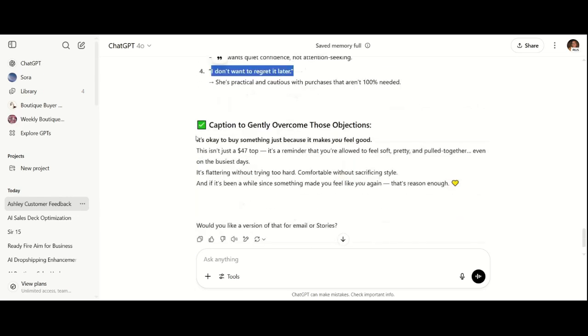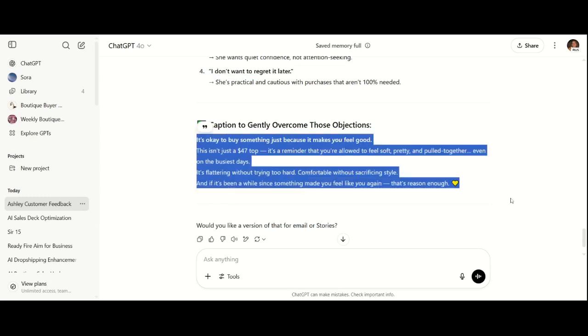Okay, very interesting. So this is when you are posting on social media. You're posting a top. So let's say you went and found a top on your website and it's $47 and you're going to do a social media post with that top. You can put this in there as your caption.